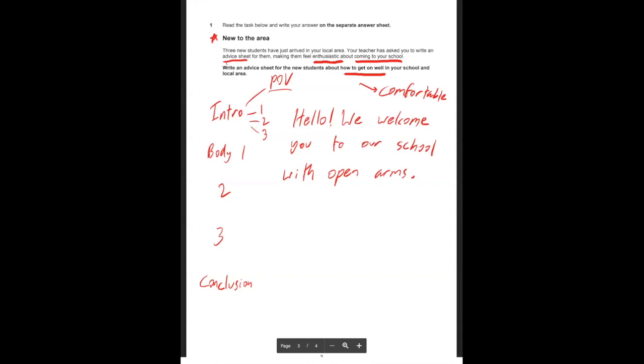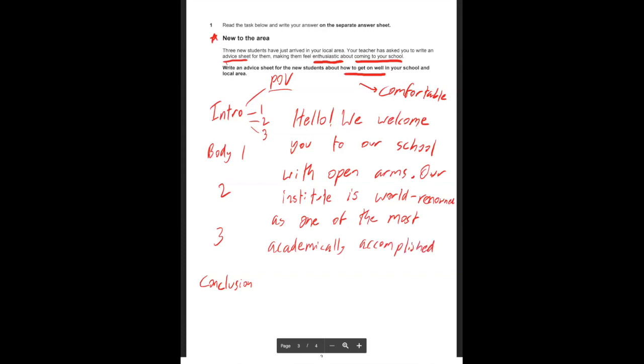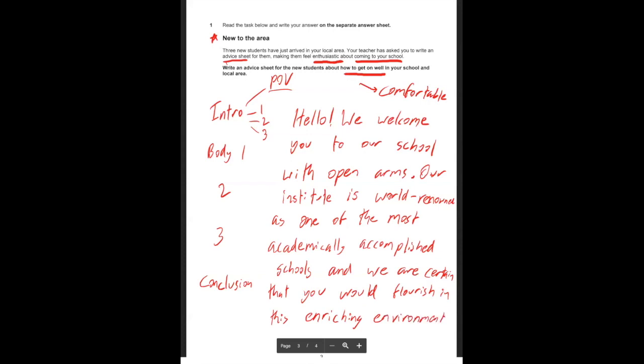So the first thing would be something along the lines of, our institute is world-renowned, bit of exaggeration here, world-renowned as one of the most academically accomplished schools, and we are certain that you would flourish, not just thrive, but flourish in this enriching environment. So here we have basically introduced our first argument, or our first point of showing off the benefits of the school, which is that it is academically very rigorous.